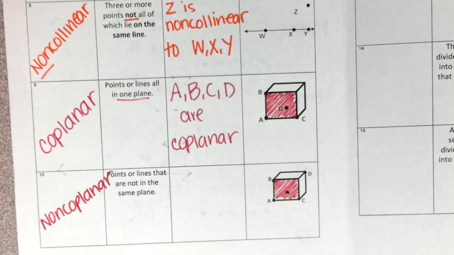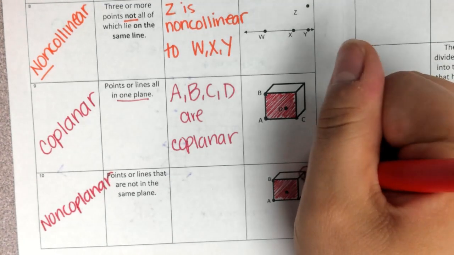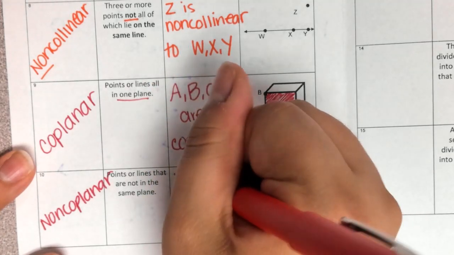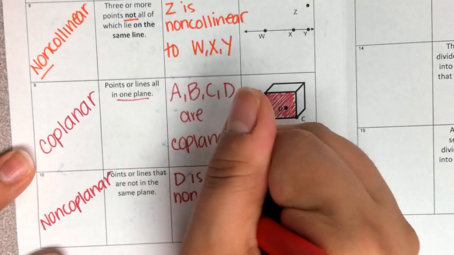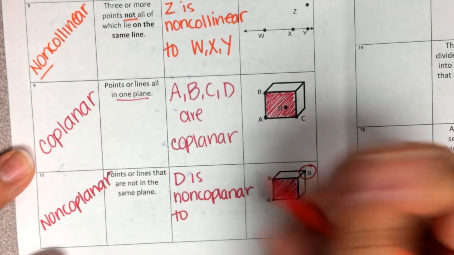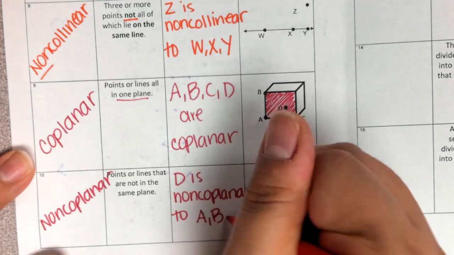Which one is non-coplanar in this picture? I'm going to circle it. He's chilling way out here. D is. No Ariel today. No Yuri today. No Jose today. So I'm going to say D is non-coplanar to A, B, and C.